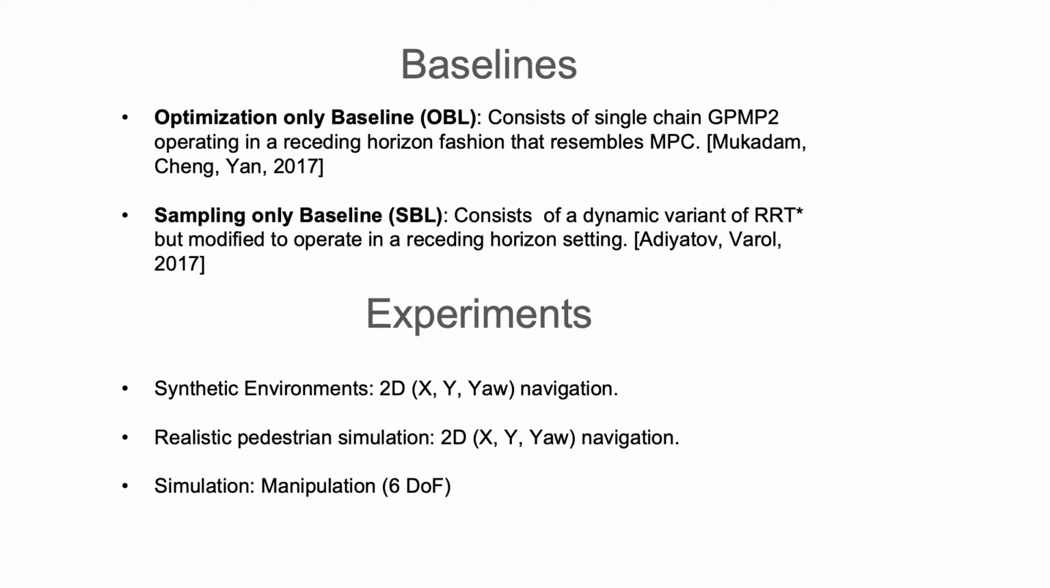Since our approach combines both sampling-based planning and trajectory optimization, the obvious baselines we considered come from these individual categories. We consider an RRT-star variant designed for dynamic environments as our sampling baseline, and a GPMP2 single chain variant designed for online dynamic environments as our optimization baseline. We now present various synthetic and realistically simulated environment experiment results for our approach and the suggested baselines.